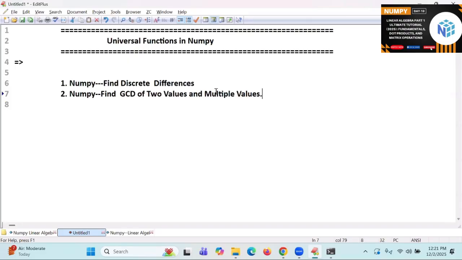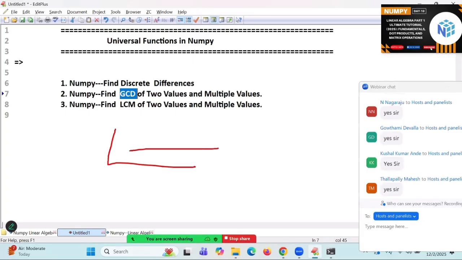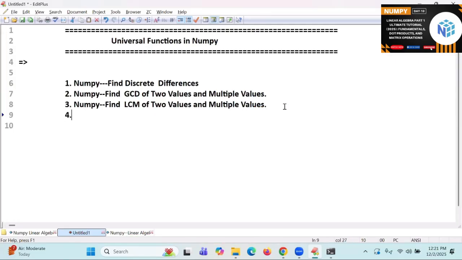Next, I'm going to introduce the third one. Finding LCM. That part also you already know. I'm not worrying about the two values, and multiple values is important. GCD of multiple values. Okay, mathematically you will do it. I'm not worrying about mathematics because you need to write the code for it. That is the part here. Next, fourth one.